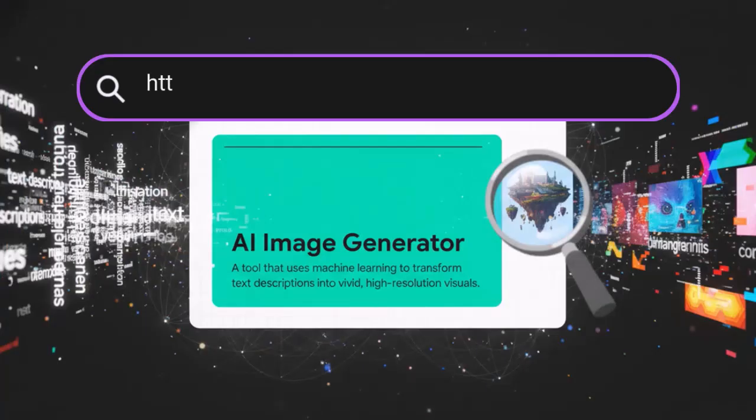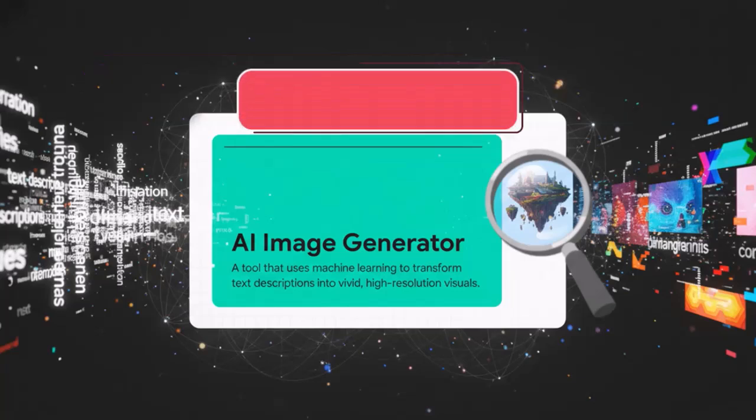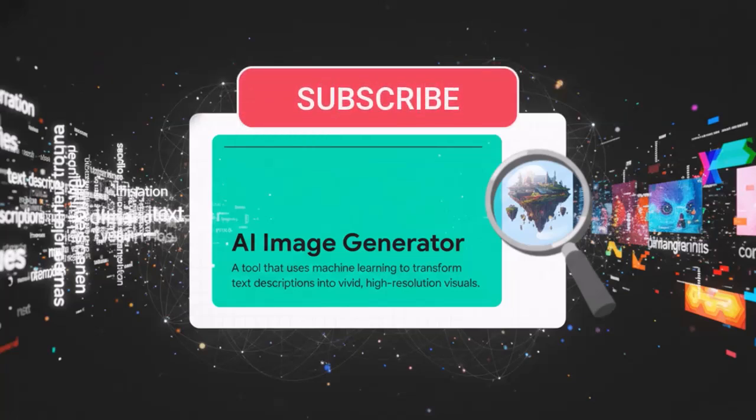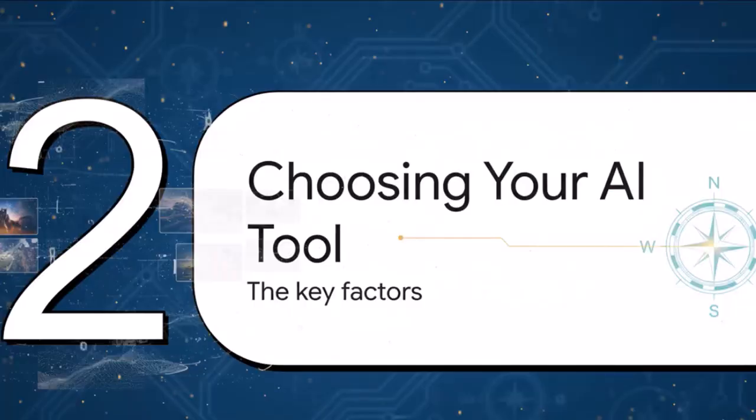So what exactly are we talking about here? Well, an AI image generator is basically a super smart tool that uses machine learning to turn your words, your text prompts, into detailed, high-quality pictures. It's almost like having an artist on call who can practically read your mind. Okay, but there are a ton of these tools popping up. So how in the world do you pick the right one? That brings us right to our next section.